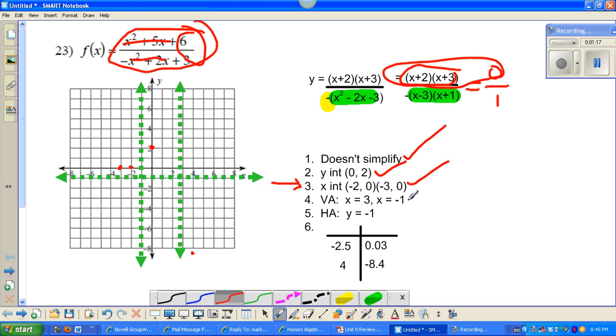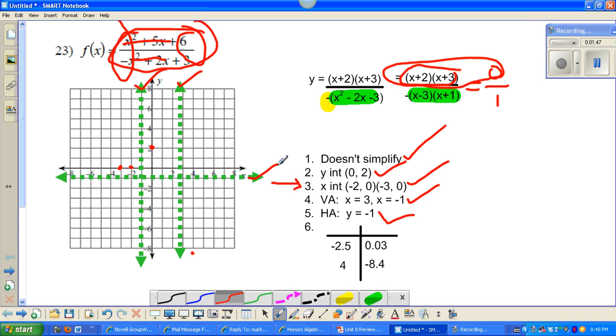Because there were no common factors, you have asymptotes at 3 and at negative 1. X equals negative 1 and x equals 3. And I have those graphed here. You have the same degree in the numerator and the denominator, so the horizontal asymptote is y equals negative 1, which is your leading coefficients. So I plotted all of that. I plotted my asymptotes, my intercepts, and my horizontal asymptote.